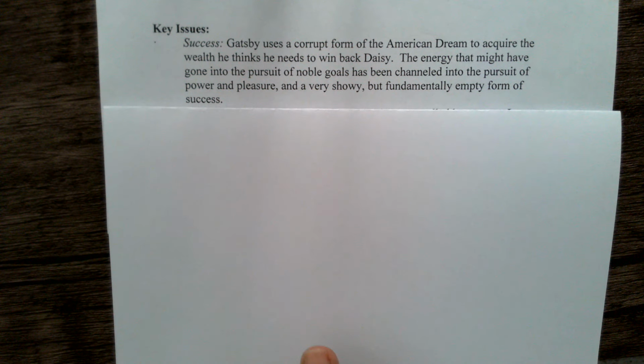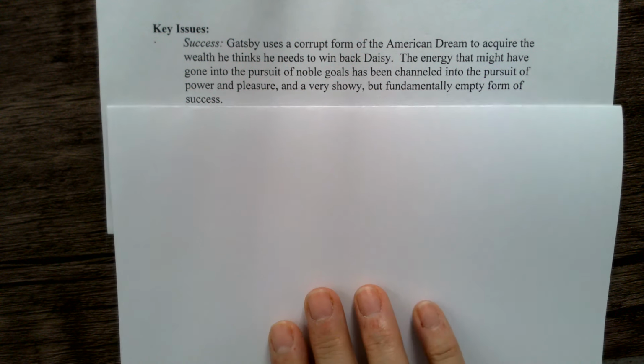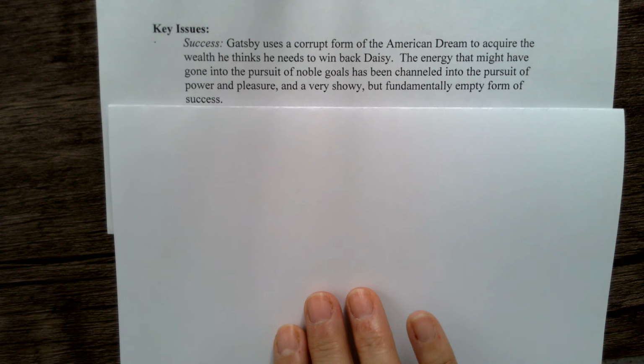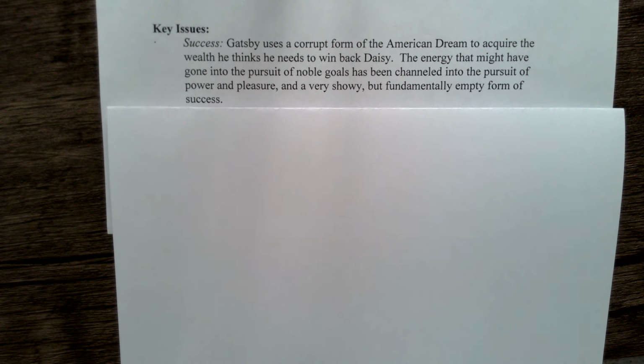Okay, so this is part three of the introductory notes for The Great Gatsby. These three key issues that we're going to be looking at deal with themes that I've already explained, but there's a different aspect to them. So, the first key issue that we're going to be looking at in the course of the novel is that of success. And we're going to be looking at how Gatsby and his view of success actually corrupts his American dream. Now, the American dream is a topic we are going to cover later in this week.